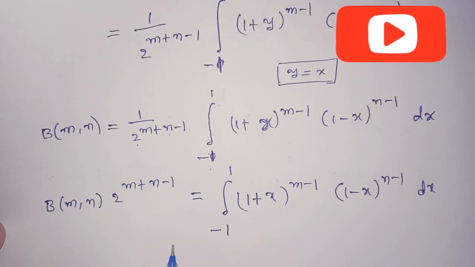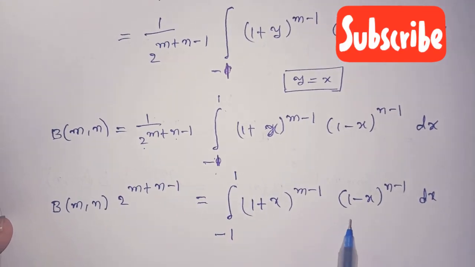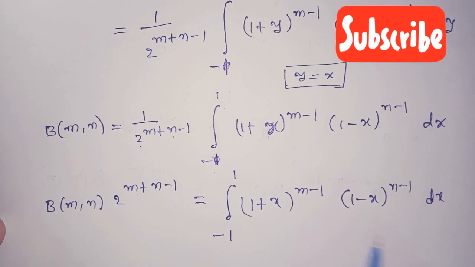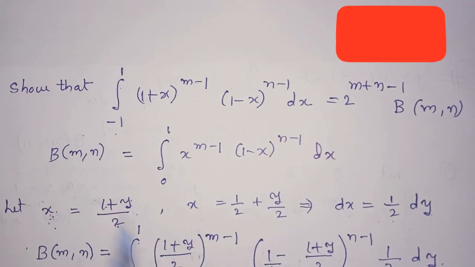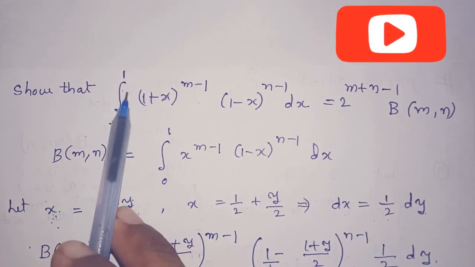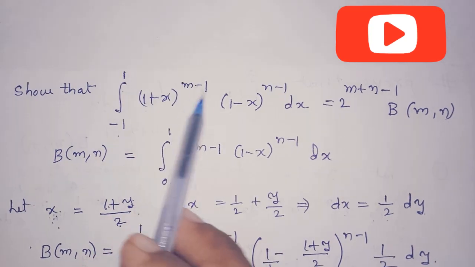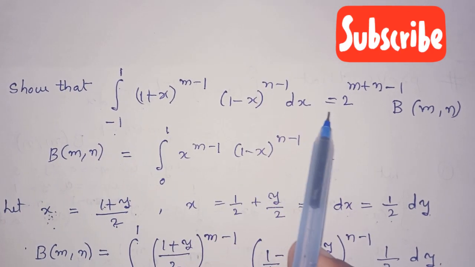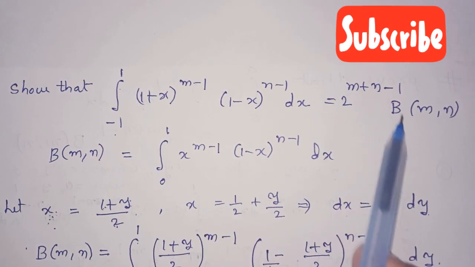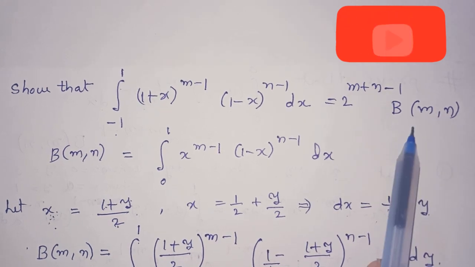Therefore, we have proved the required problem. That is, the integral with limits minus 1 to 1, (1 plus x) whole power of m minus 1, (1 minus x) whole power of n minus 1 dx is equal to 2 power of m plus n minus 1 B(m,n). We have proved it.